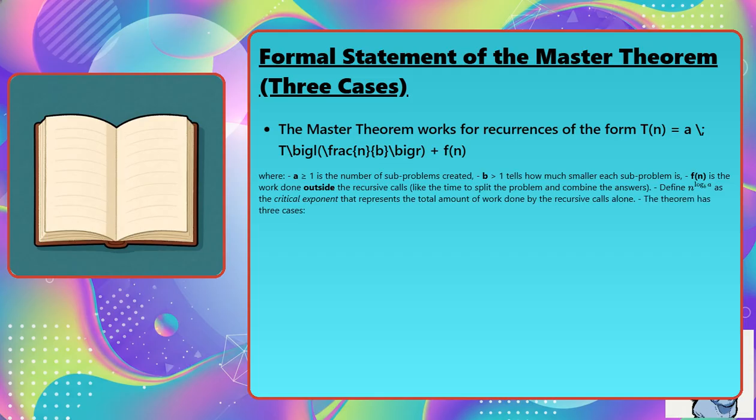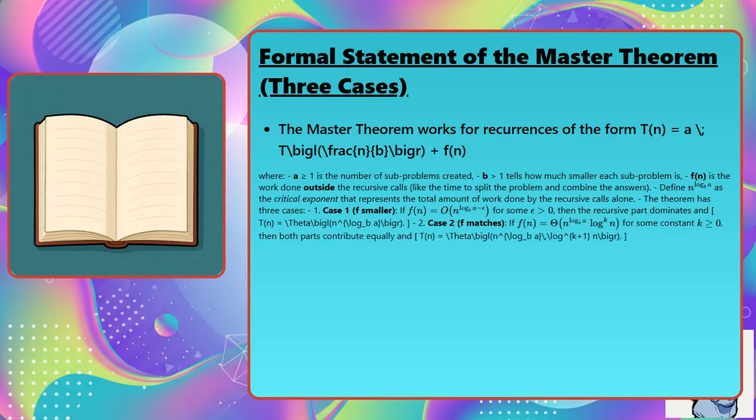The theorem has three cases. Case 1, f smaller. If f(n) is O(n^(log_b a - ε)) for some ε > 0, then the recursive part dominates and T(n) is Θ(n^(log_b a)).